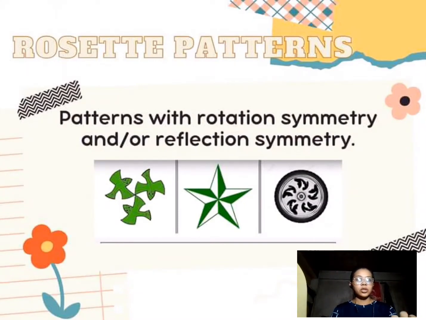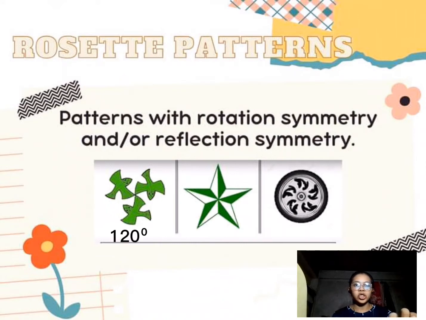Okay. So rotation symmetry is required. However, "and/or" means that reflection symmetry is not required. So remember, for a rosette pattern, the important thing is you should always have rotation symmetry, which is required to create symmetric figures and patterns, because reflection symmetry is just an option, or optional. So these are examples of rosette patterns.